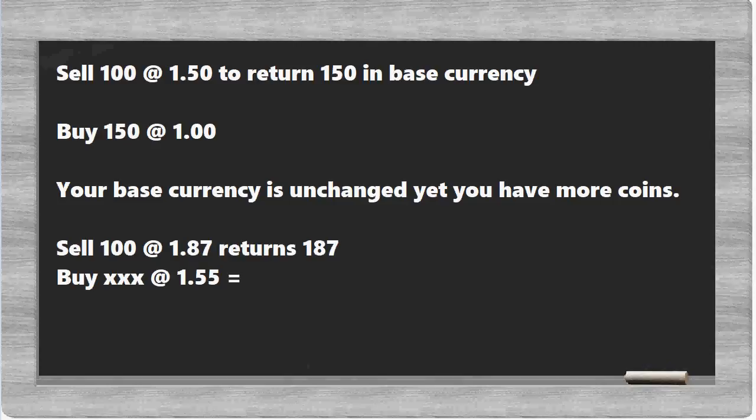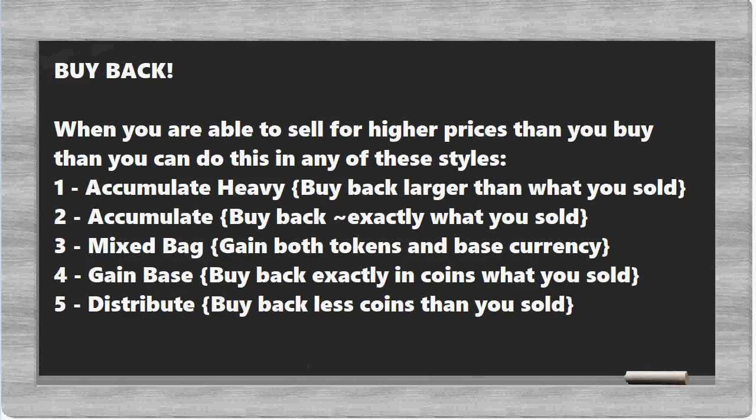Now, when you look at the other options, let's take a look at number 1, which is when you really want to accumulate something really heavy. And I'll show you an example here. Let's assume that you sold 100 of them, and we'll sell it at even 1. So you sold 100 at 1, and now you're able to buy it back at, say, 0.80, which is a 20% reduction in price.